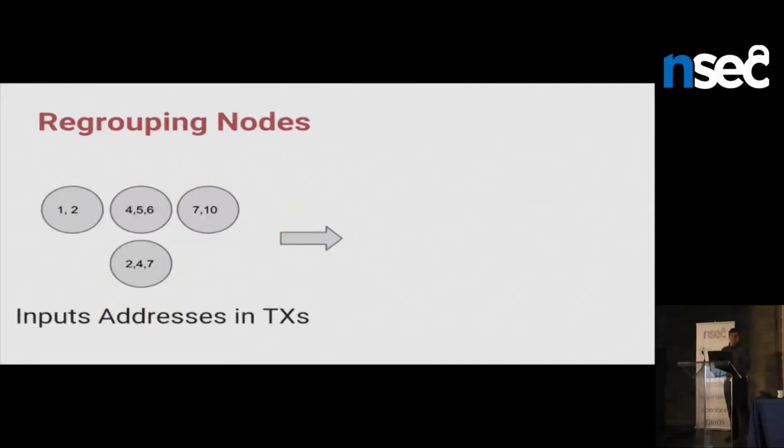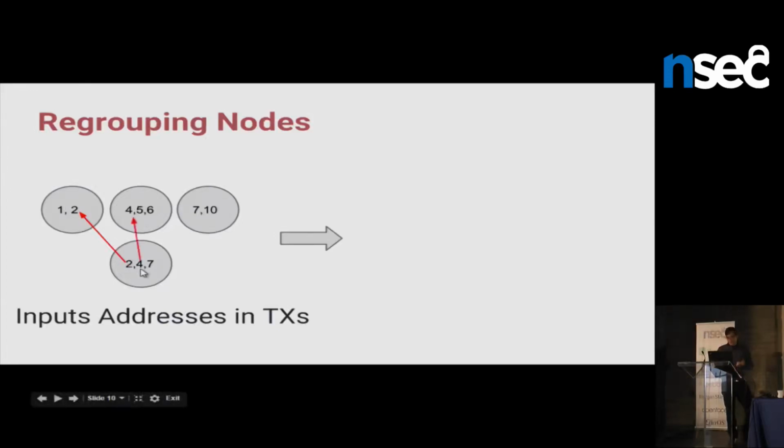So for example, if in this slide I have 4 transactions that I parse, and I found that addresses 1 and 2 were used together in a transaction, addresses 4, 5, 6 were used simultaneously in a transaction, and 7, 10, and also another transaction that used 2, 4, 7. So basically, I can associate it like this. That means that the person has the addresses 1, 2, 4, 7, because they reused the same addresses in different transactions. By doing this, you're leaking the information that you have 1, 2, 4, 7.